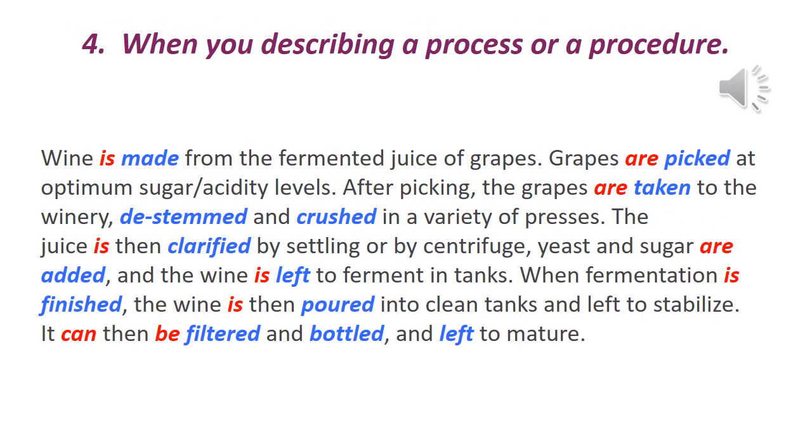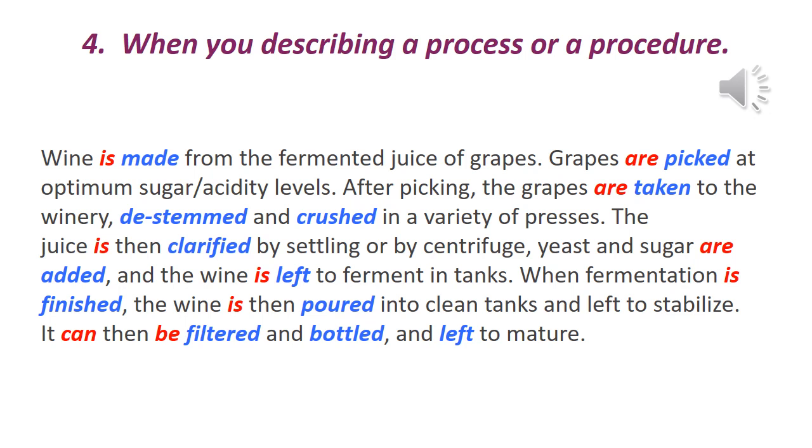We also use the passive voice when we're describing a process or a procedure. Wine is made from the fermented juice of grapes. Grapes are picked at optimum sugar acidity levels. After picking, the grapes are taken to the winery, destemmed and crushed in a variety of presses. The juice is then clarified by settling or by centrifuge.